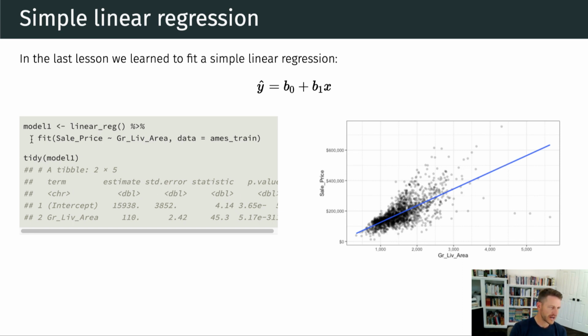So we saw when we actually do this in R, we can get our model output, and we see that in this case we have our predictor variable right here, and we have our intercept, right? So the estimated coefficient for our intercept is 15,938, that is beta naught. And the estimated coefficient for our predictor variable is 110. So 110 is equivalent to beta 1. And we could use that where if we had a house that had 2,000 square feet, we would take 15,938 plus 110 times 2,000 square feet. And that would give us our predicted value of the sale price, which would be right on this blue line.